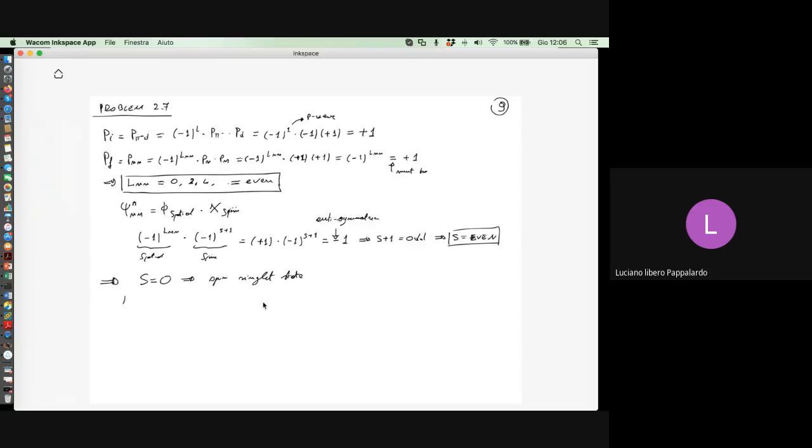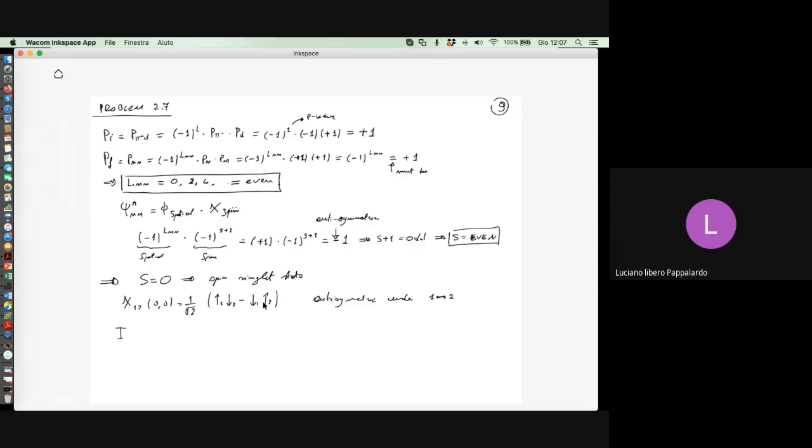If you remember, this we can write as |0,0> = 1 over square root of 2, spin up for the first one, spin down for the second, minus spin down for the first one, spin up for the second. And if you remember, this is completely antisymmetric under exchange of particle 1 with particle 2. So neutron 1 with neutron 2.